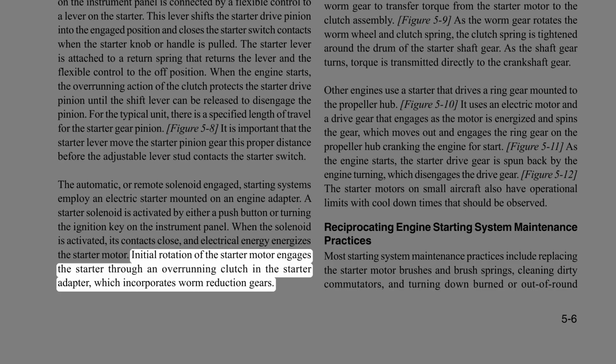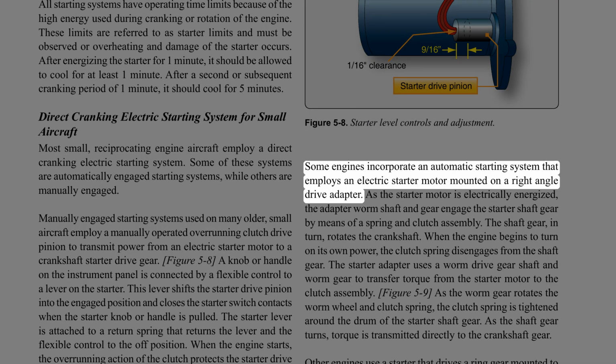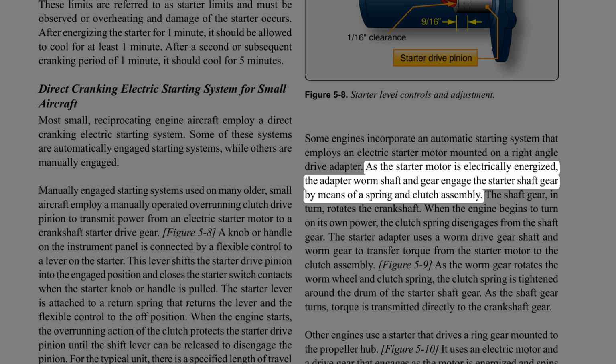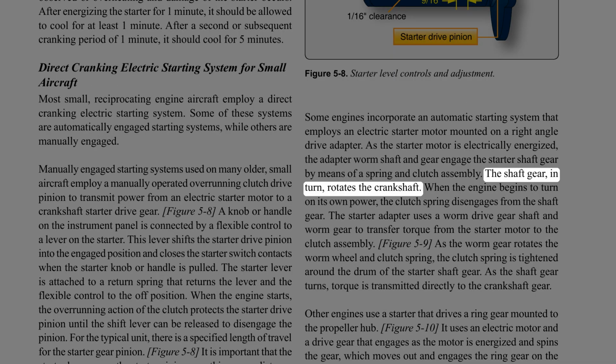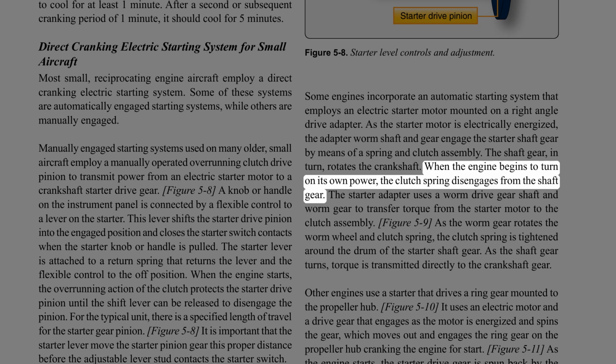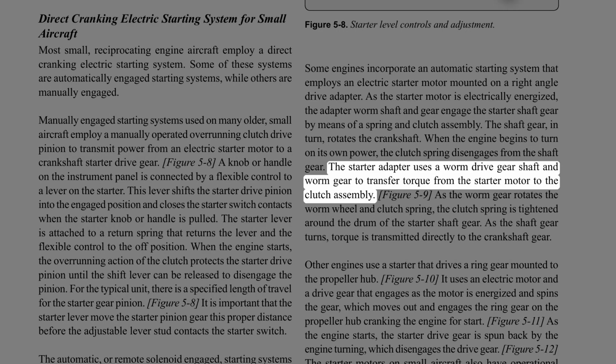Initial rotation of the starter motor engages the starter through an overrunning clutch in the starter adapter, which incorporates worm reduction gears. Some engines incorporate an automatic starting system that employs an electric starter motor mounted on a right-angle drive adapter. As the starter motor is electrically energized, the adapter worm shaft and gear engage the starter shaft gear by means of a spring and clutch assembly. The shaft gear, in turn, rotates the crankshaft. When the engine begins to turn on its own power, the clutch spring disengages from the shaft gear. The starter adapter uses a worm drive gear shaft and worm gear to transfer torque from the starter motor to the clutch assembly.